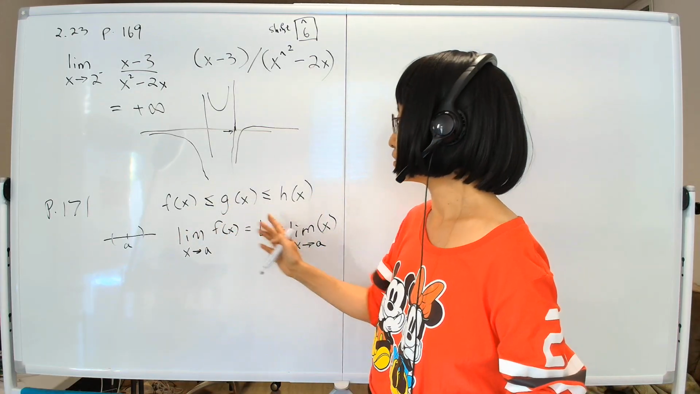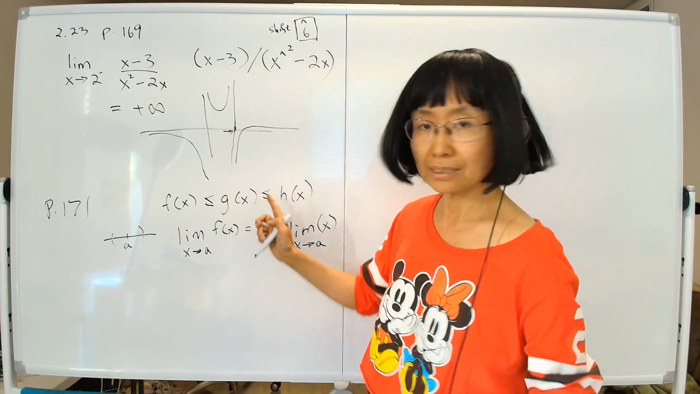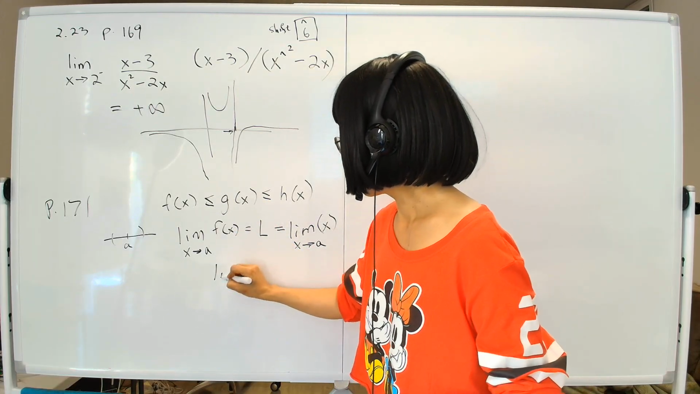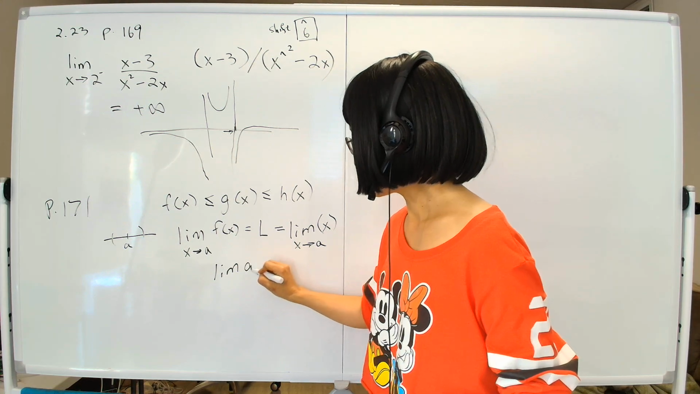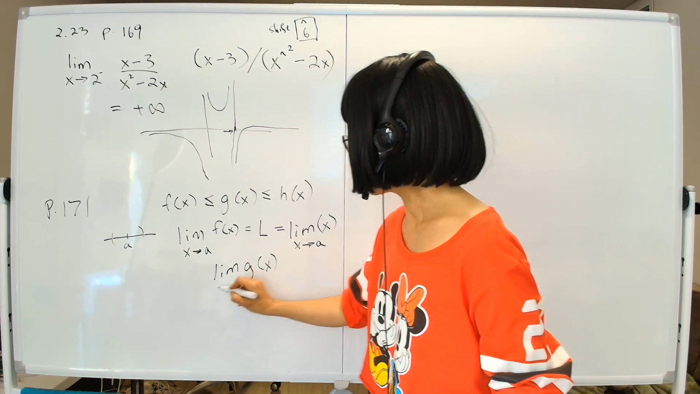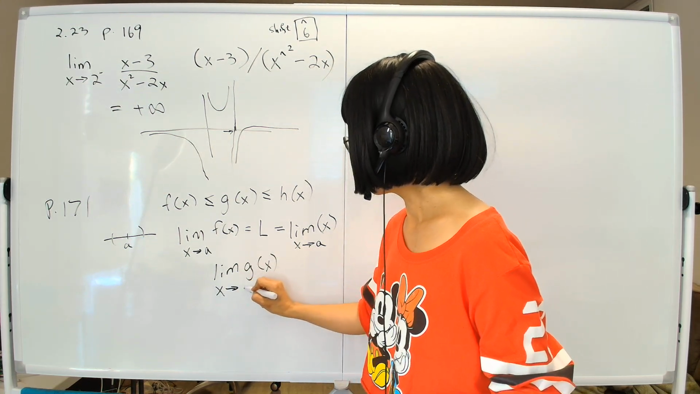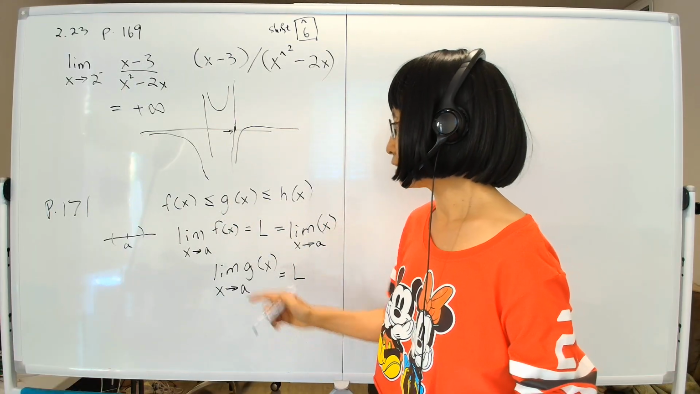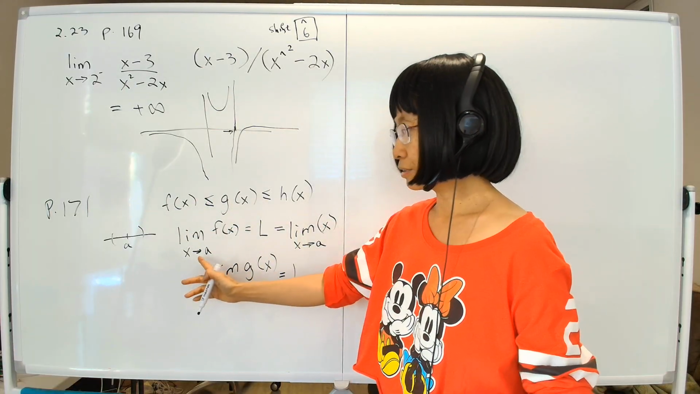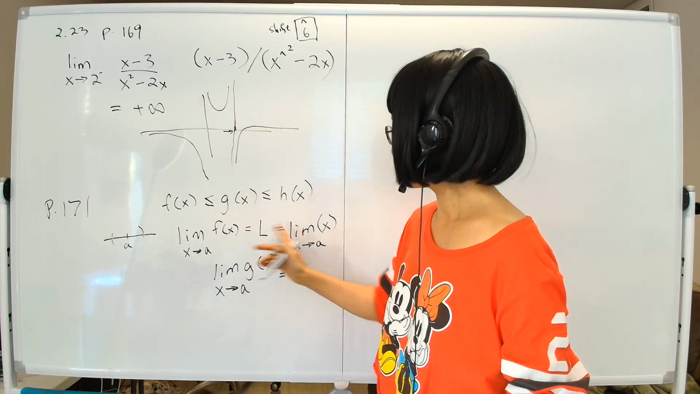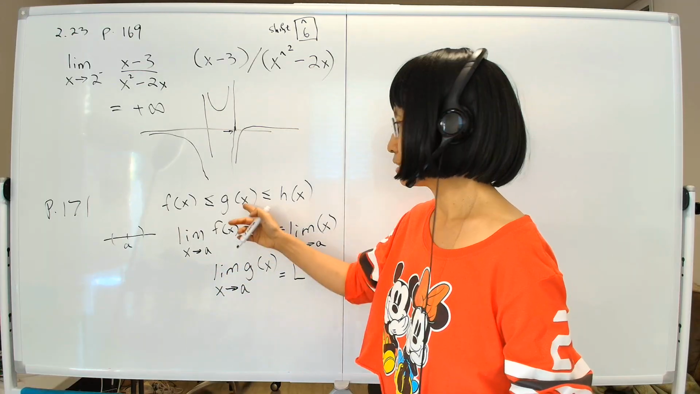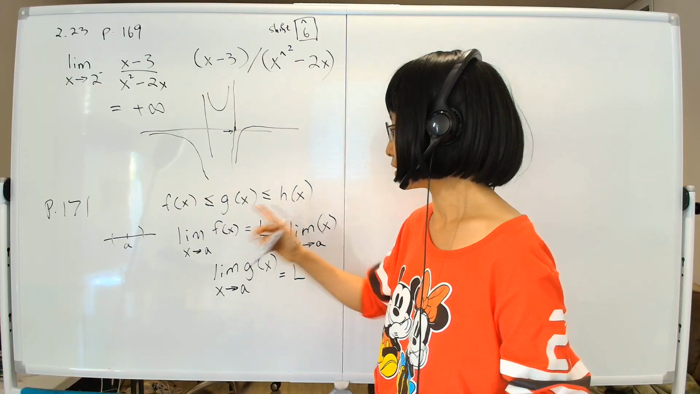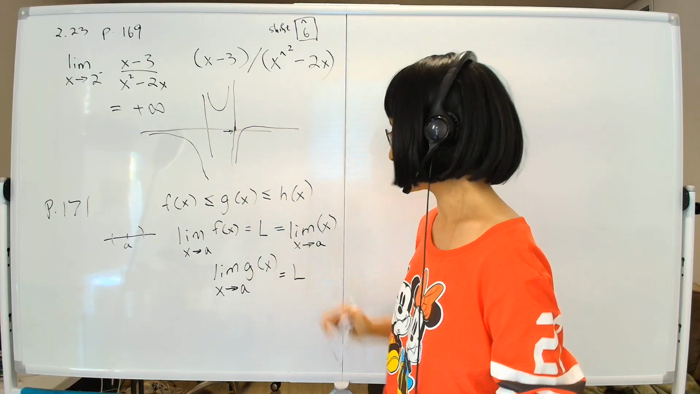If that is true, then it's intuitively obvious that the limit of g of x as x approaches A has to equal L, okay? Because it's stuck between these 2 things, and these 2 things are approaching a fixed point, so this thing has no choice but to go to that point too, because it's stuck between. It can't get less or more.